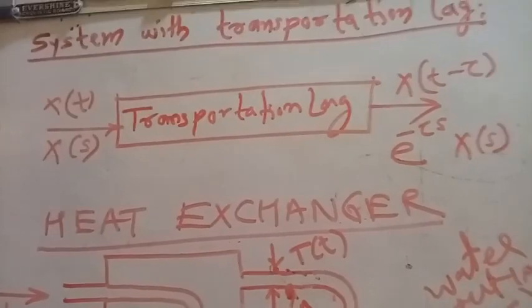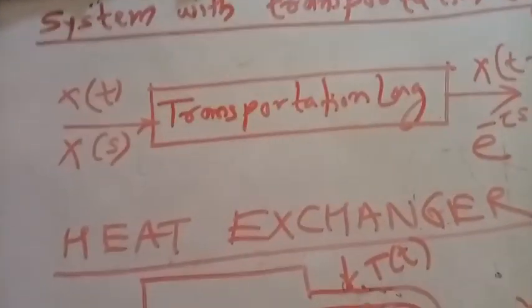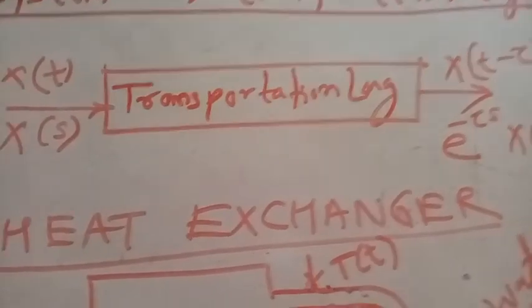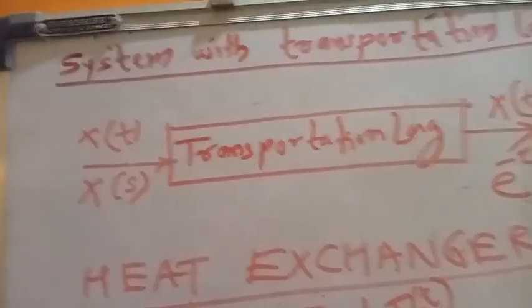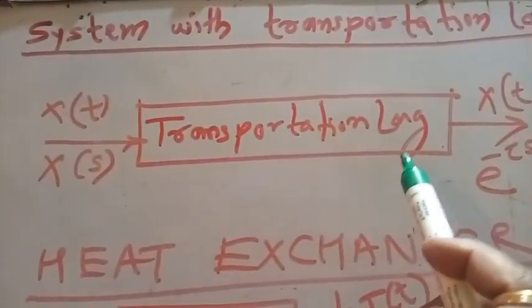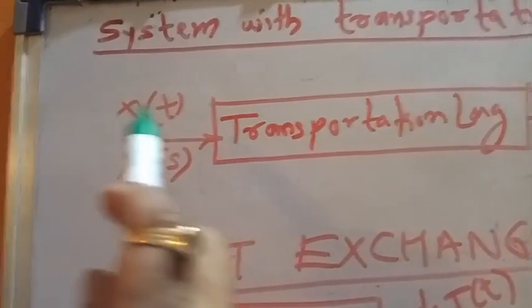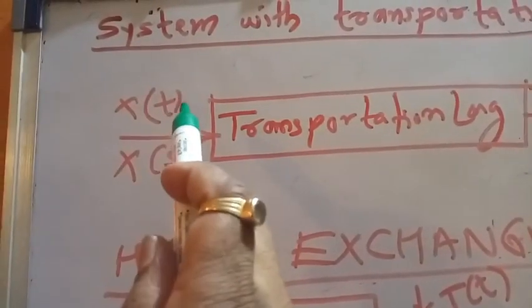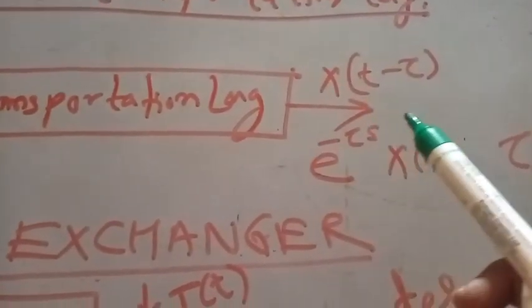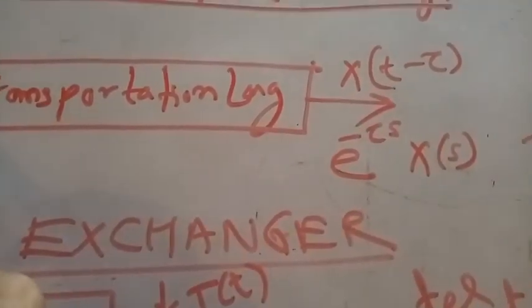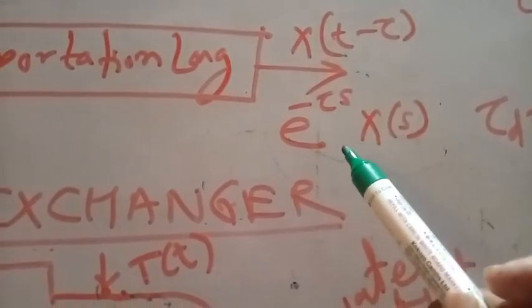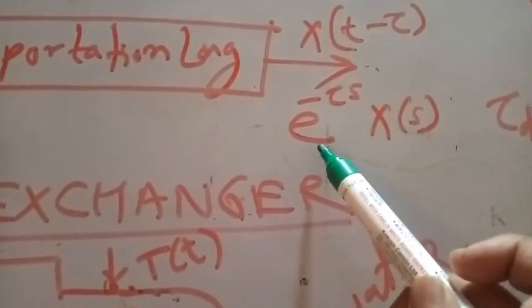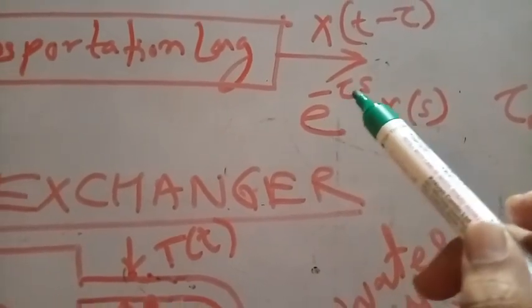So we consider one block diagram. In this block diagram, we show the transportation lag. It is nothing but a delay. Here, this is one system. Input x(t) is applied to that system. The x(t) is in the time domain, X(s) is in the frequency domain, and similarly in the output, it is x(t minus tau) in the time domain, and in the frequency domain it is X(s) multiplied by e to the power minus tau s.